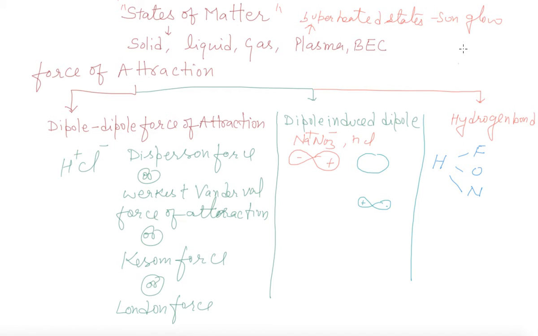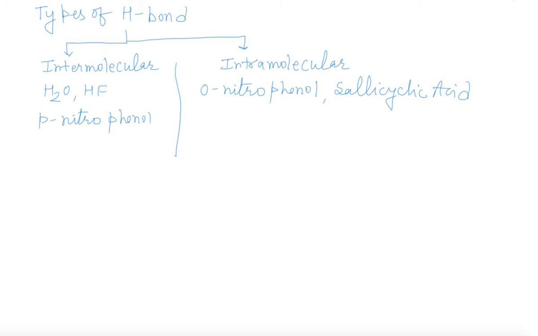hydrogen bond is of two types. Number one is intermolecular hydrogen bond. It is formed between two different molecules. Like I am showing you the example H2O. This HOH will make dots and attach with other molecules of water.